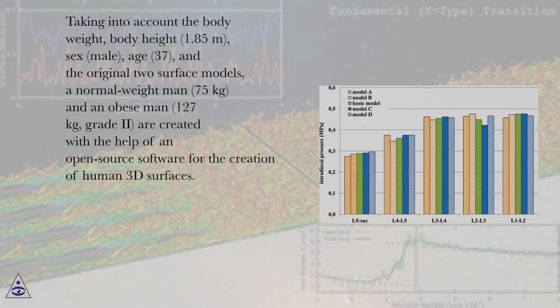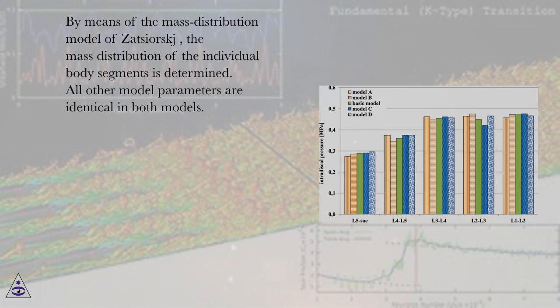Taking into account the body weight, body height of 1.85 meters, sex male, and age 37, the original two surface models, a normal weight man of 75 kilograms and an obese man of 127 kilograms, grade 2, are created with the help of an open source software for the creation of human 3D surfaces. By means of the mass distribution model of Zatsiorsky, the mass distribution of the individual body segments is determined.